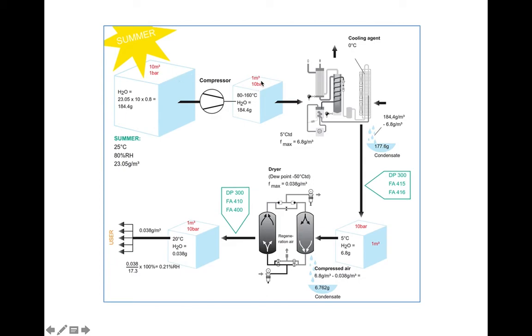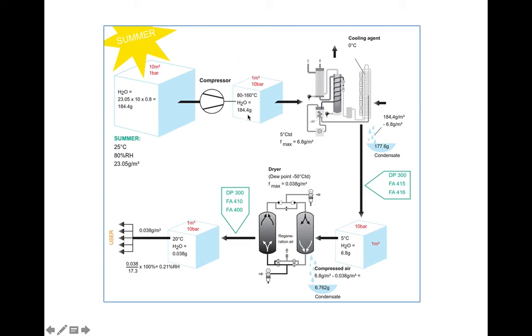And then the compressor will compress the air, and the volume will reduce. Due to the compress action, the volume of air will reduce from 10 cubic meters to 1 cubic meter, almost 1/10.